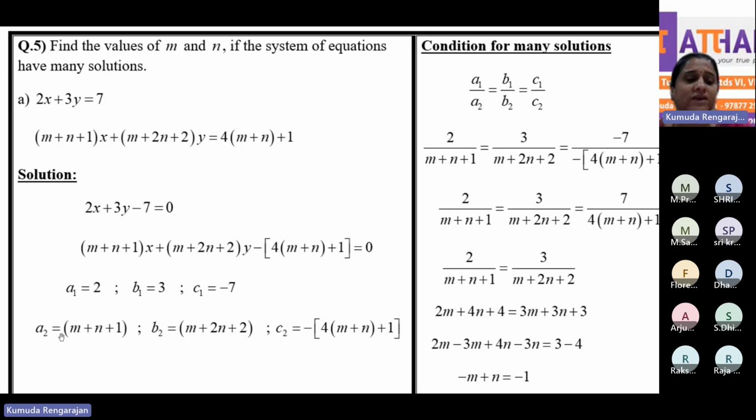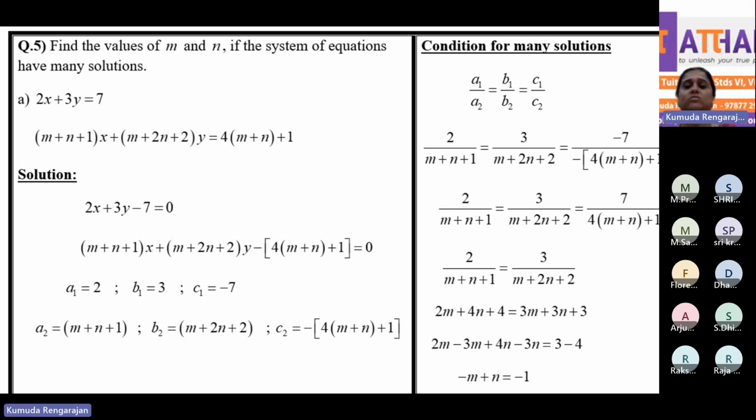Now write the values of a1, a2, b1, b2, c1, c2. a1, b1, c1 is 2, 3, minus 7. a2, b2, c2, the coefficient of x, the coefficient of y. Just cover y, write everything else, that is b2. Cover x, write everything else, that is a2. And the whole thing is the constant. Whatever you see here is a constant along with the sign. Tell me, is this part clear, children? A1, A2, B1, B2, C1, C2? Yes, ma'am.